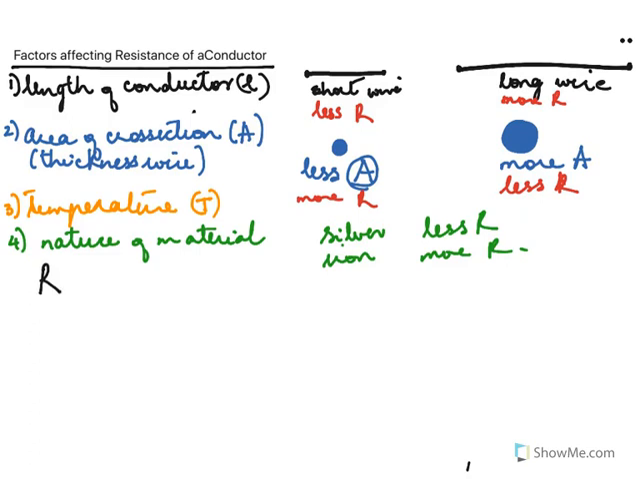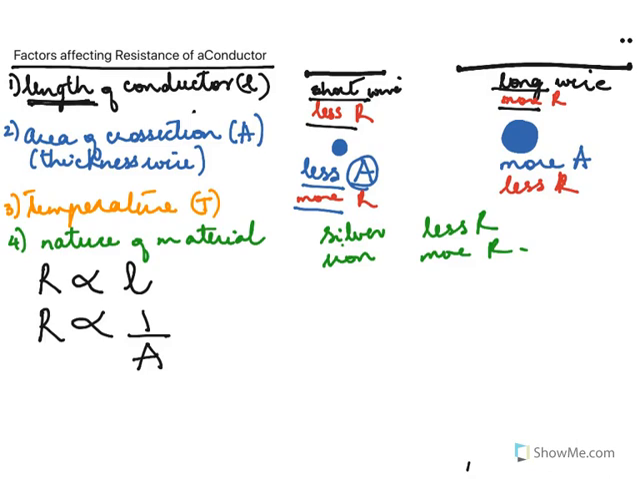When it comes to length, what have we seen? The longer the wire, the more resistance. Short wire, less resistance. So resistance is directly proportional to length. Now when it comes to area of cross section, what have we seen? Less is the area of cross section, more is the resistance. So resistance is inversely proportional to area of cross section. More area, less resistance. It goes in the opposite direction, so inversely proportional. We don't take temperature and nature for now.